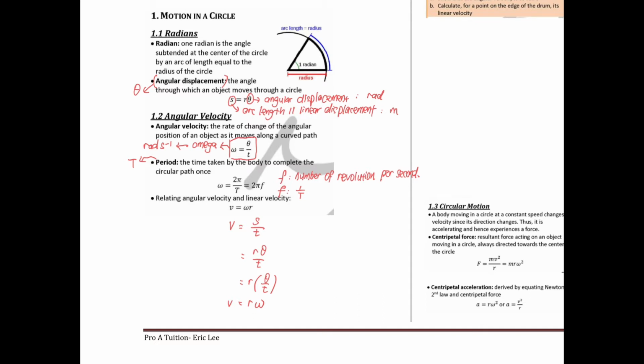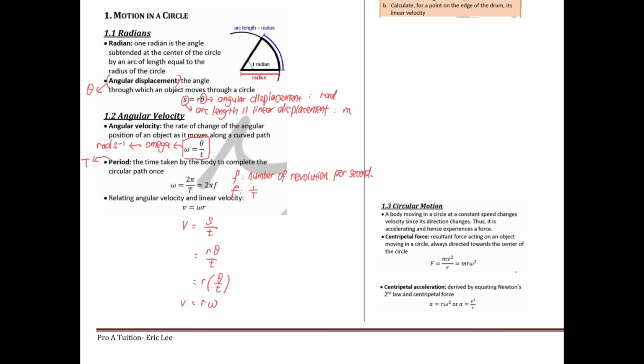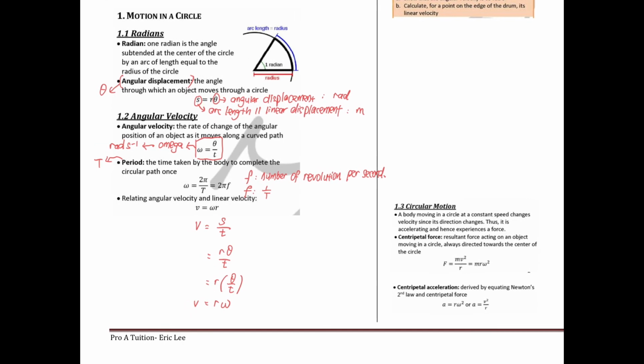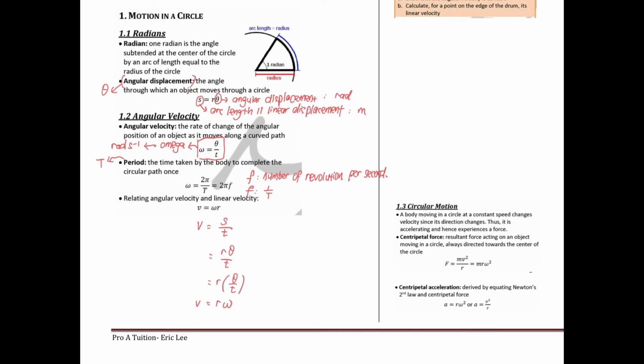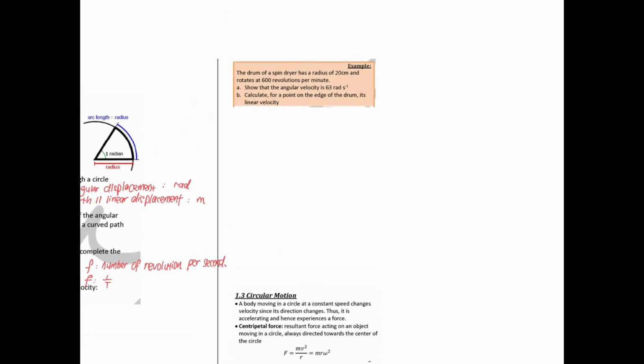Okay, so let's see the next part. So we have how many formulas so far? We have 4 formulas. The first one, S equal to R theta. The second one, omega equal to theta over T. And the application, 2 pi over T or 2 pi F. And the fourth one, V equal to R omega. So with 4 formulas all together, let us apply it in this question.